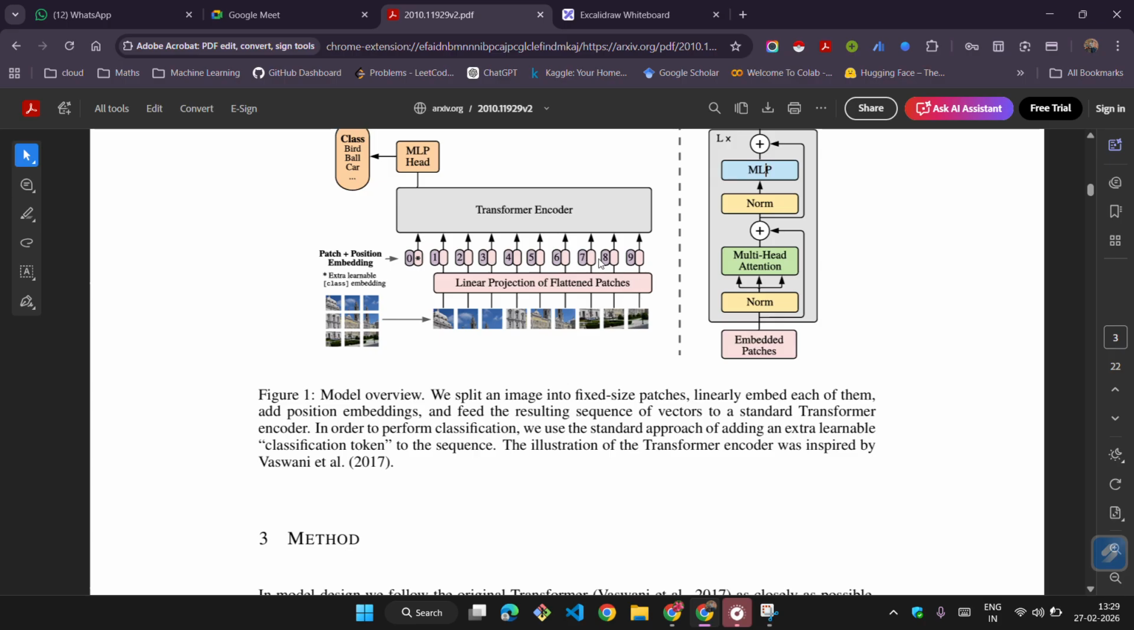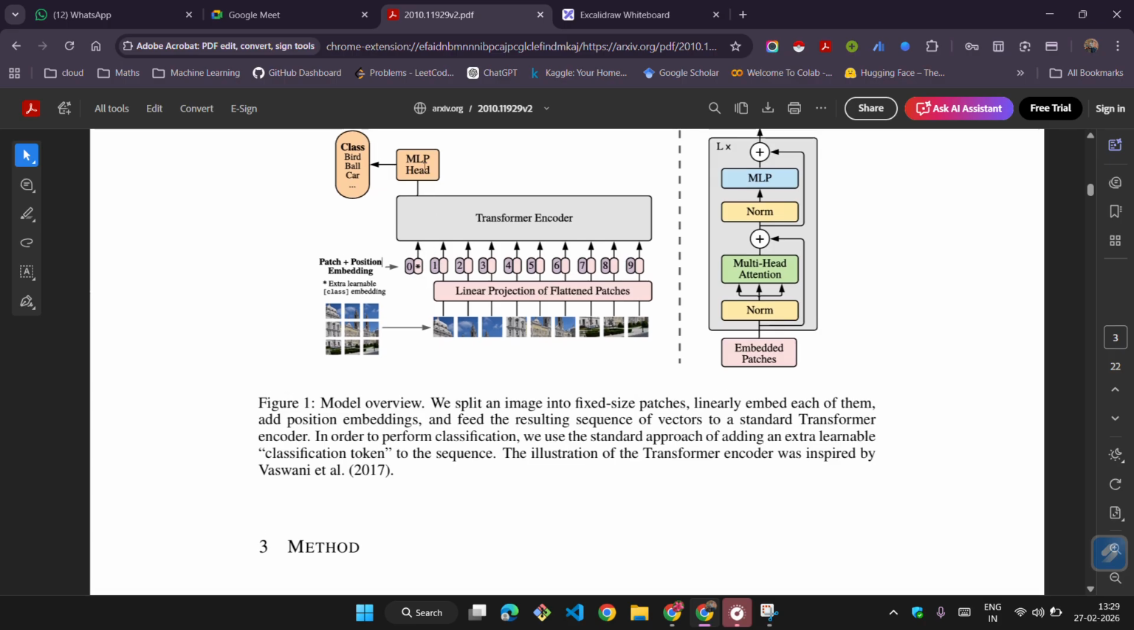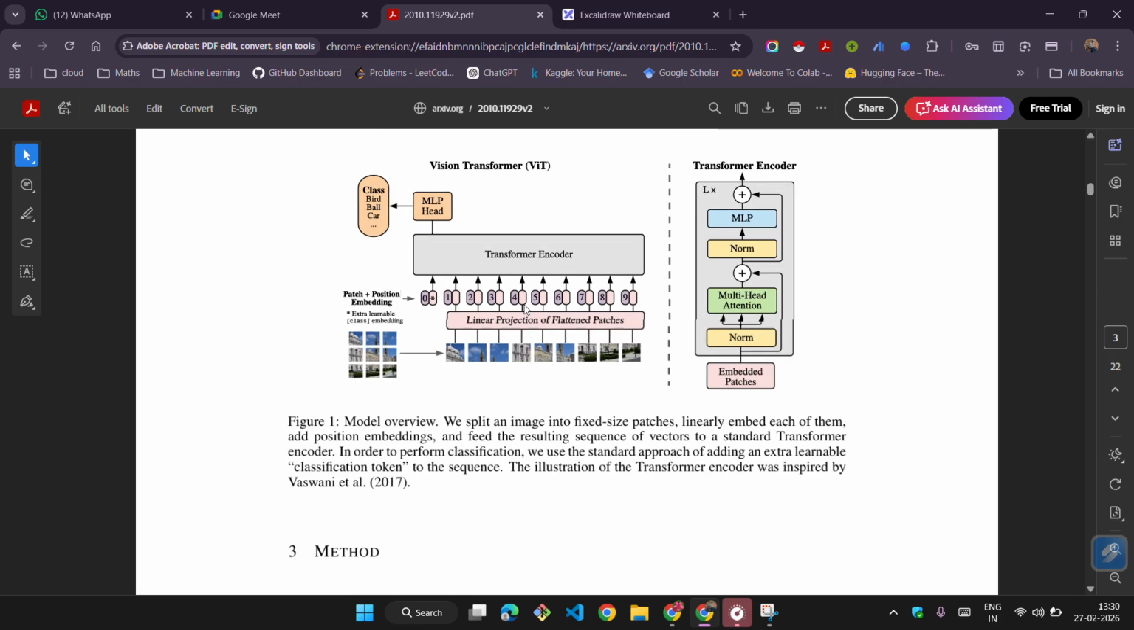After flattening, it goes to a linear projection of the flattened patches, and to each patch a positional embedding is added, plus a CLS token is added. CLS is a classification token. It is passed to a multi-layer perceptron, and with the help of a softmax layer we get our given class. So this is the general architecture. Here the transformer encoder is similar to this.